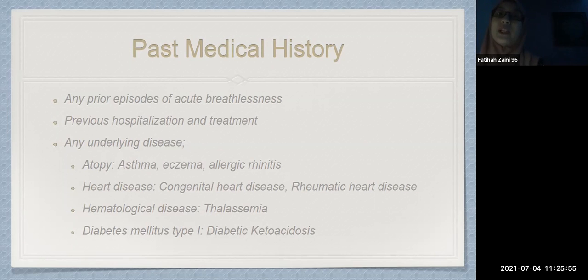And then we also need to know regarding the underlying disease, such as atopy, asthma, eczema, allergic rhinitis, heart disease, or it might be because they have underlying congenital heart disease, rheumatic heart disease, and hematological disease, which is thalassemia, and diabetes mellitus type 1, in which patients present with diabetic ketoacidosis. Next.